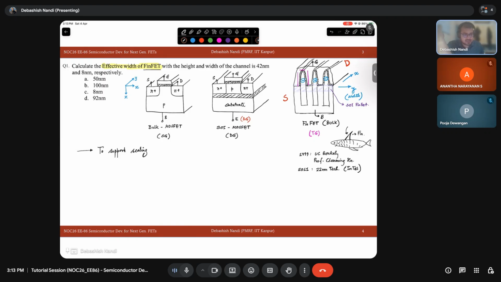Lowering the channel length increases drive current, but that comes with a penalty of increasing off current, or increasing leakage. So to support scaling, they proposed this kind of structure. Why I mentioned this timeline is that it is around 12 years. When the device was first fabricated and demonstrated, from that point to mass commercial production, it took almost 12 years.